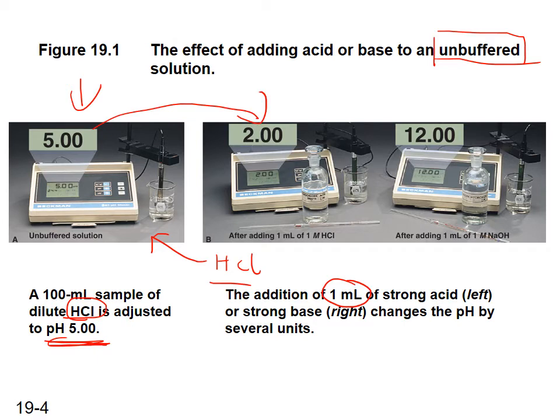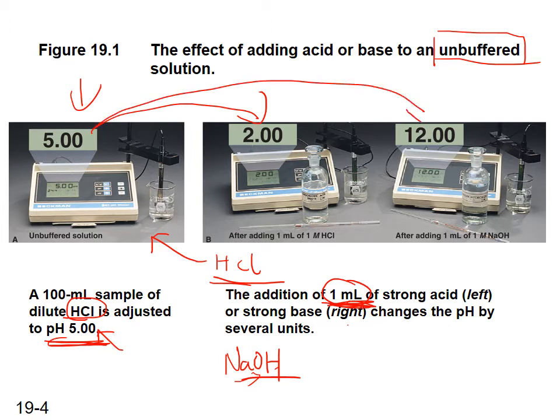Okay, now what if instead of more hydrochloric acid, we add sodium hydroxide? The sodium hydroxide will react with hydronium ion in the solution to increase hydroxide concentration, and that will increase pH. 1 milliliter of sodium hydroxide will increase pH from 5 to 12. The conclusion is that without a buffer, the solution pH changes dramatically when you add a tiny amount of strong acid or strong base.